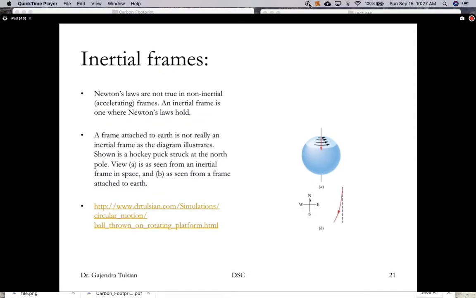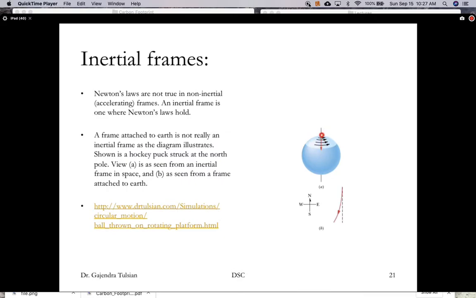Now, Newton's laws are valid in frames called inertial frames of reference. Inertial frames of reference are frames of reference that are not accelerating. So, for instance, since the Earth is rotating, it's spinning, it's an accelerating frame, and it's not an inertial frame. And here's how you can see it.